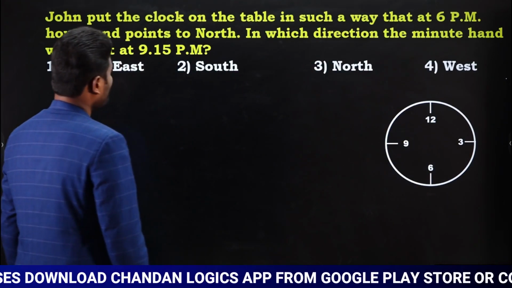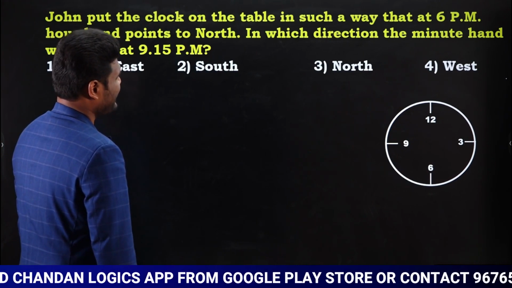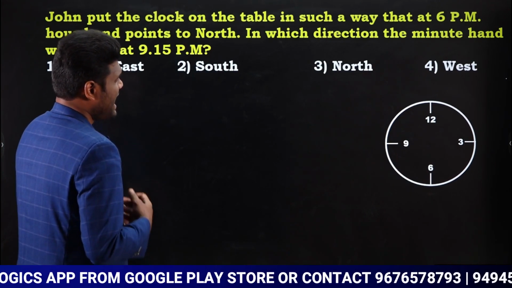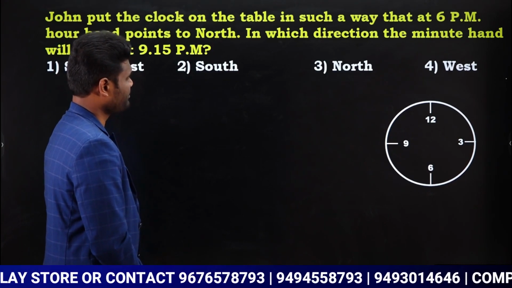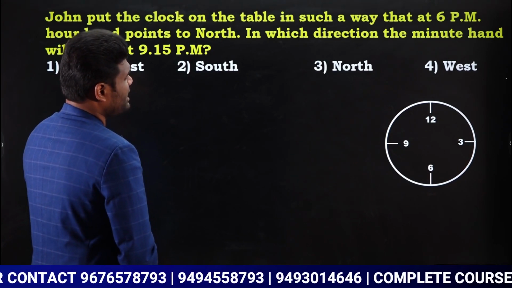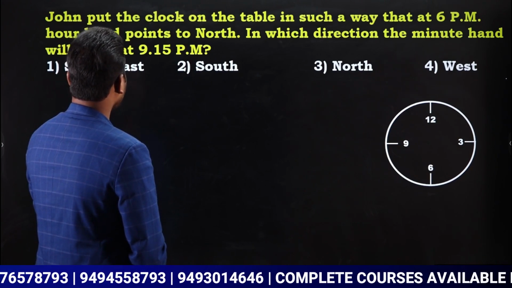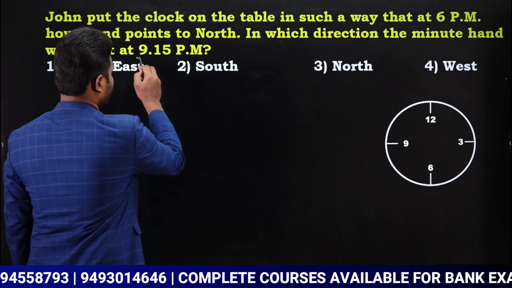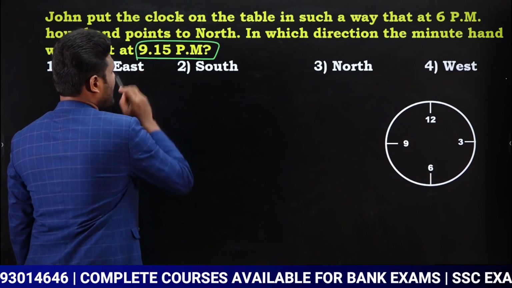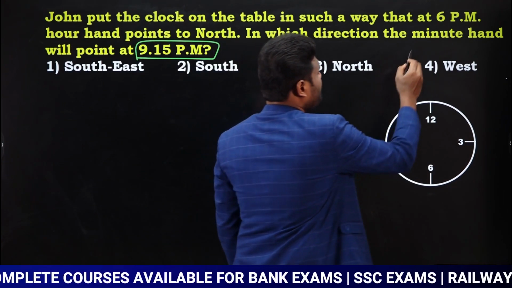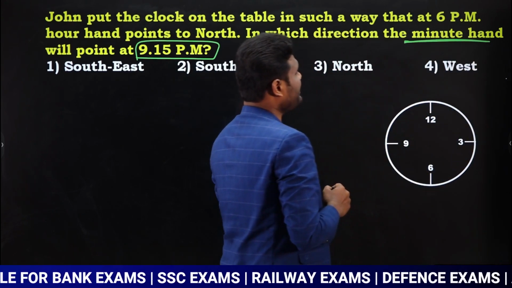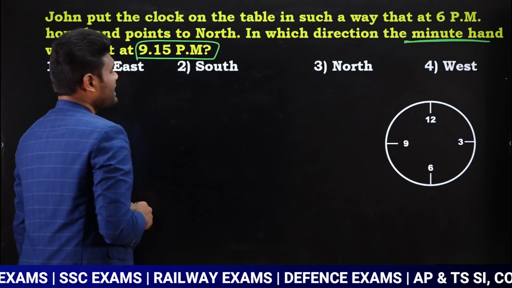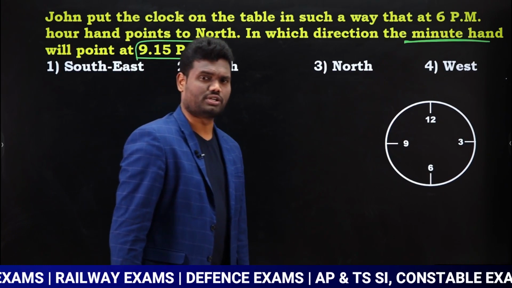John put the clock on the table in such a way that at 6 p.m. the hour hand points to north. In which direction will the minute hand point at 9:15 p.m.? Look here, our question is in which direction the minute hand will point at 9:15 p.m. That is our question.